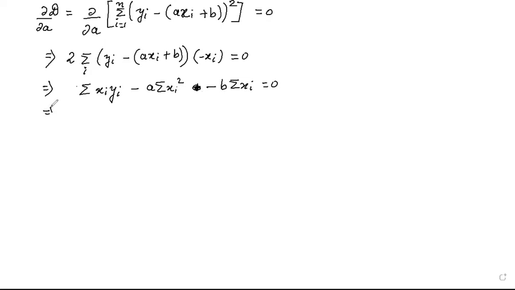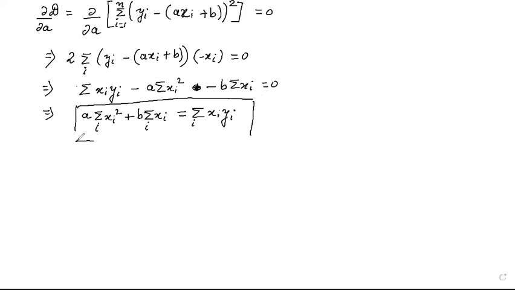So one of the equations that we get is a summation xi square plus b summation xi equals summation xi yi. Obviously, the summation is taken over i, where i varies from 1 to n. So this is one of the equations we are getting with the unknown quantities a and b. This is with del a of D equated to 0.